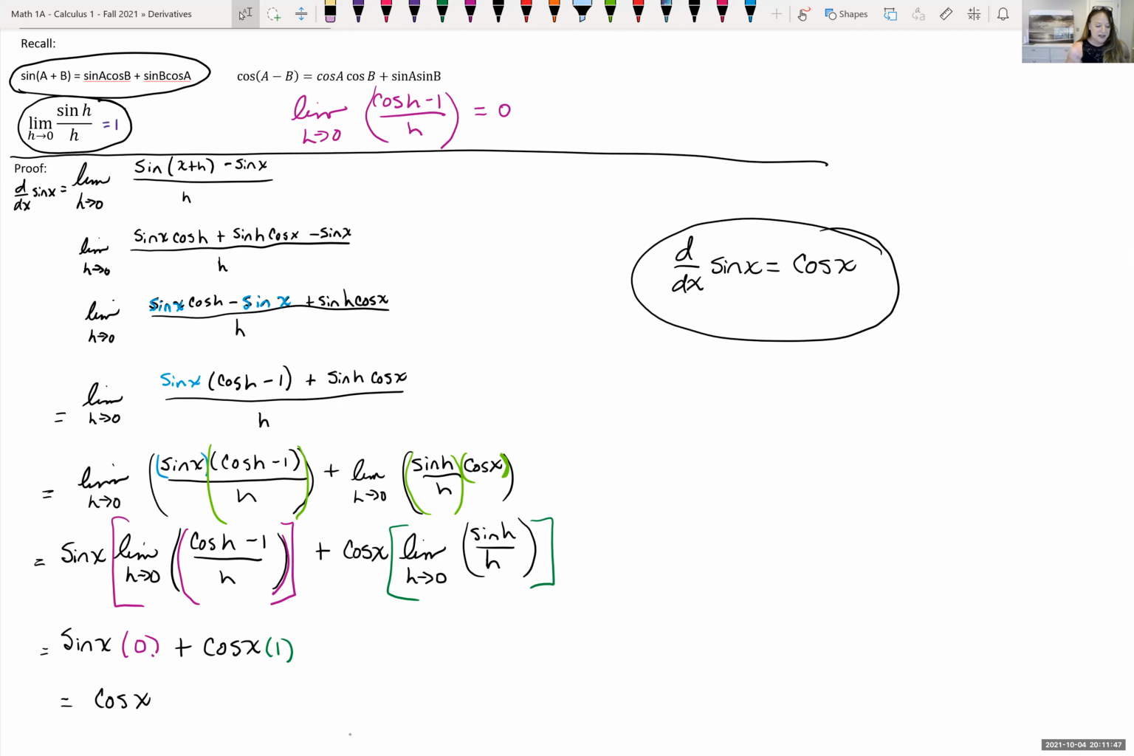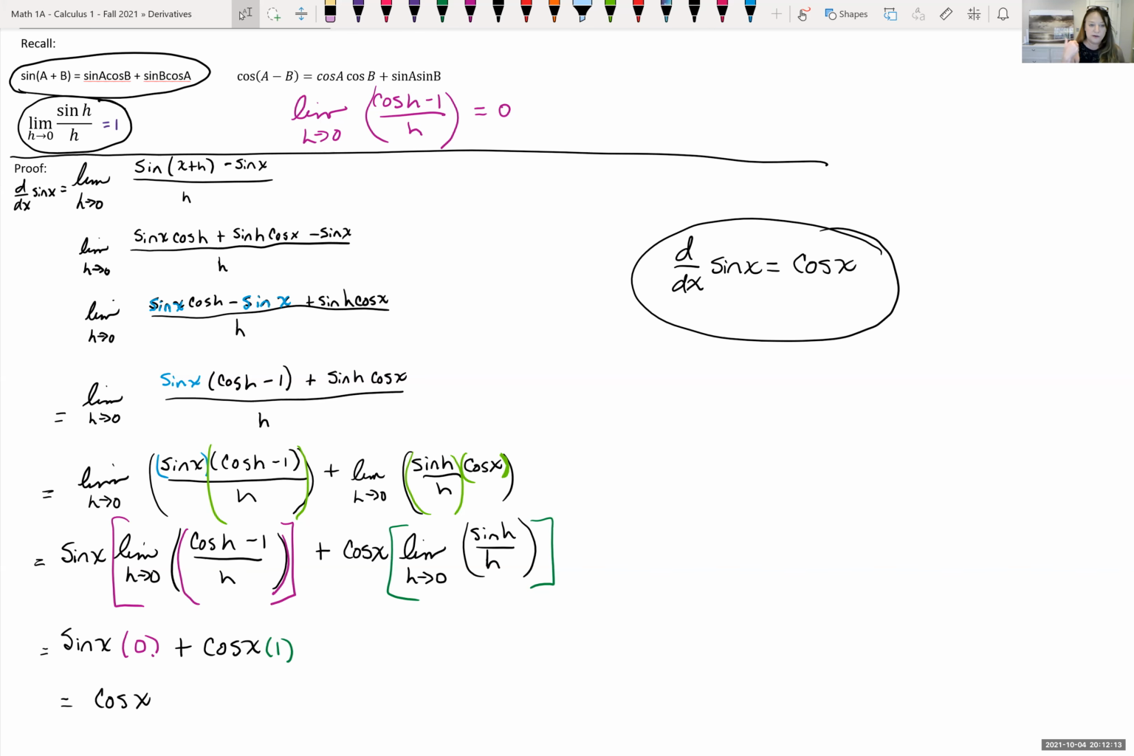So you just had to remember a couple of limit rules from the beginning of the semester and those couple of trig identities, and see the trick on how to manipulate it so it would fall out. But now that you've seen that trick, it's pretty easy to show the same thing when we're looking at the derivative of cosine of x.